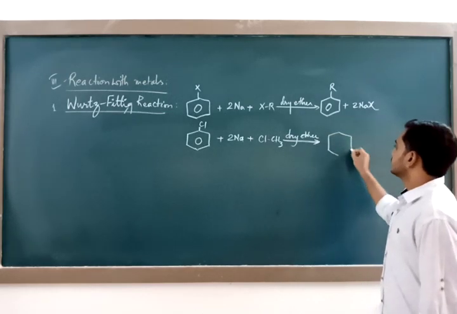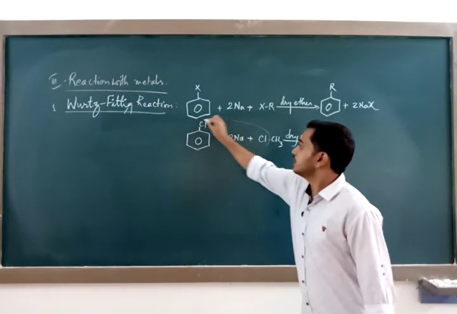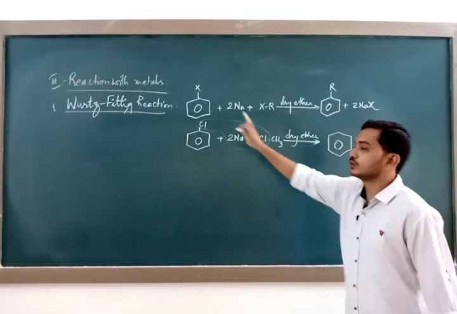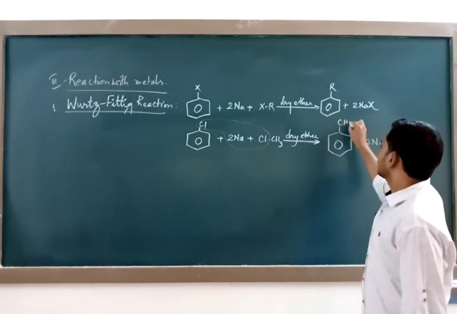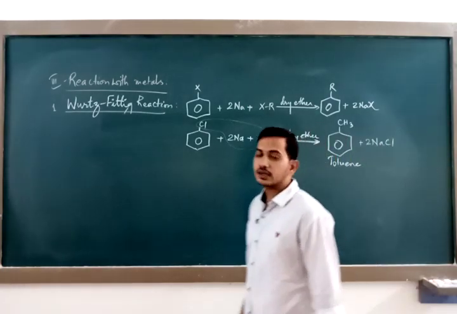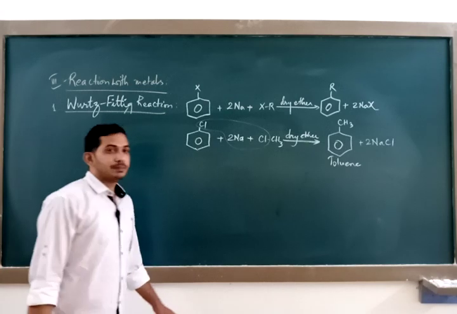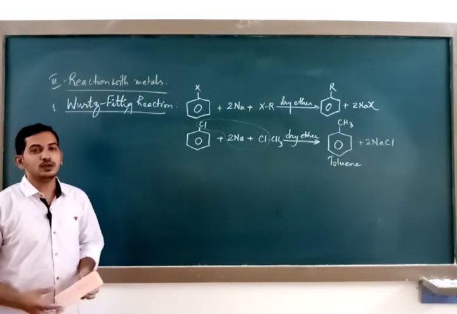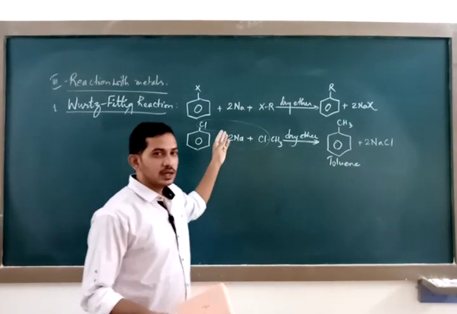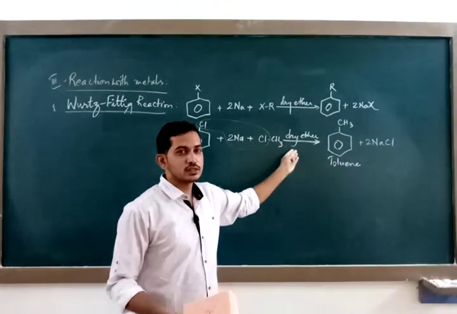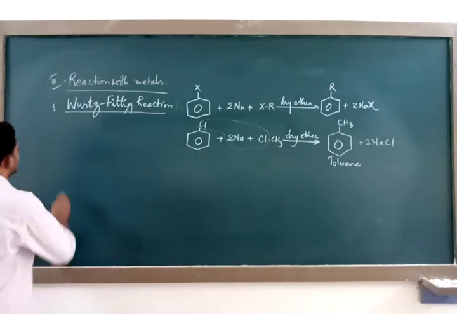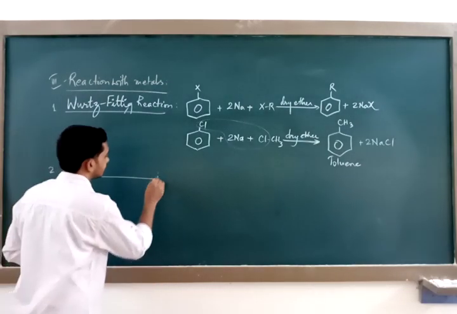The product is, how do you guess the product? Eliminate this much part in the form of NaCl. What remains should be attached to the benzene ring. You will get toluene. How do you prepare toluene? Using chlorobenzene by Wurtz-Fittig reaction. How is it done? When chlorobenzene is reacted with methyl chloride along with sodium metal in the presence of dry ether, toluene is obtained. There is one more reaction. The second reaction is this one.